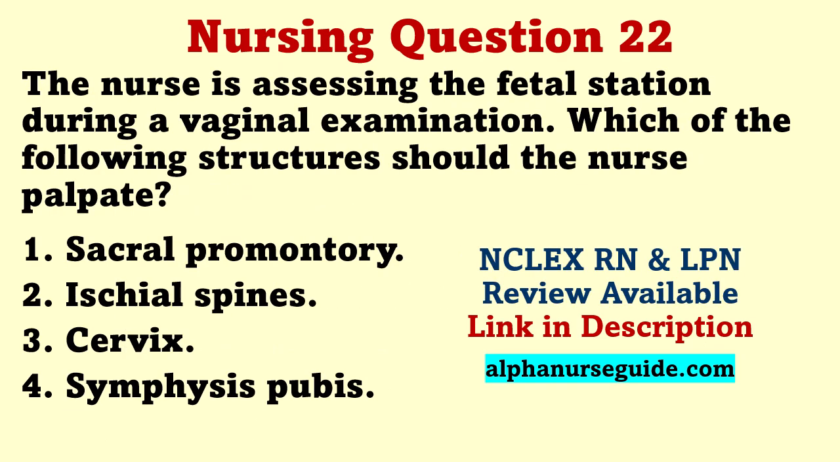The nurse is assessing the fetal station during a vaginal examination. Which of the following structures should the nurse palpate? 1. Sacral promontory. 2. Ischial spines. 3. Cervix. 4. Symphysis pubis.